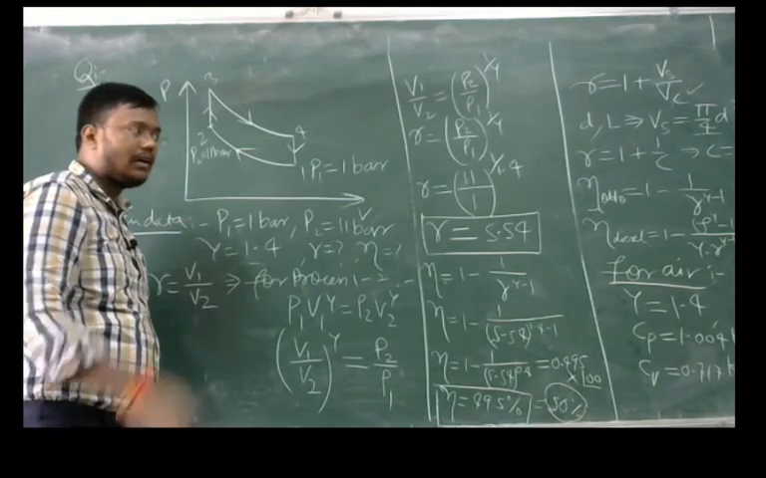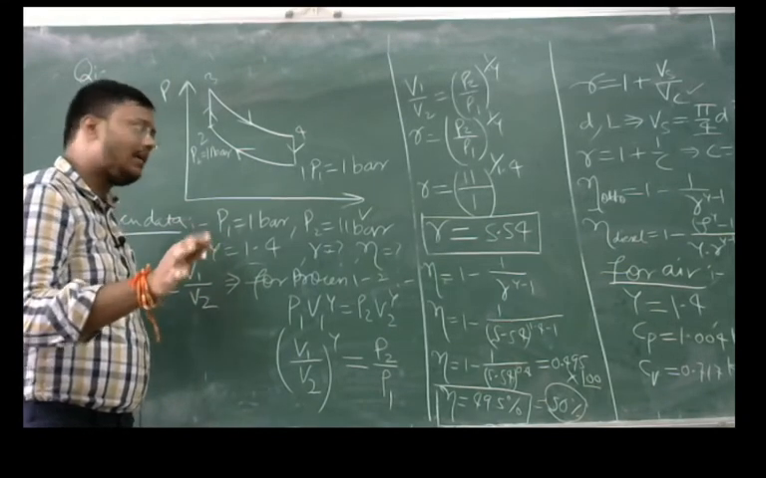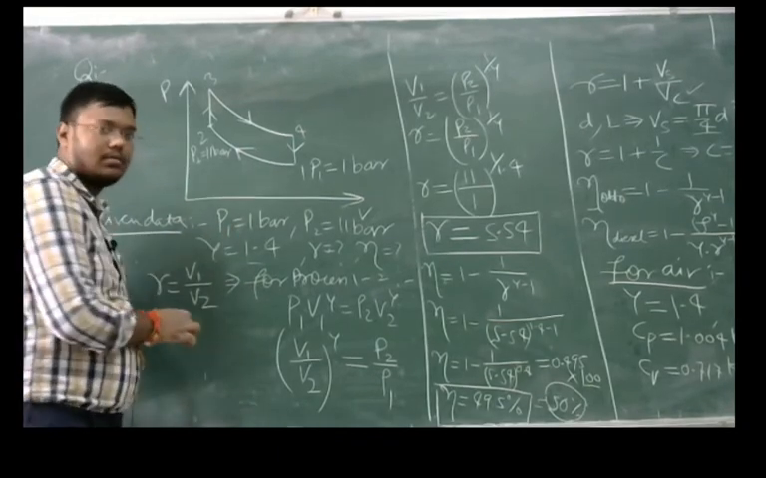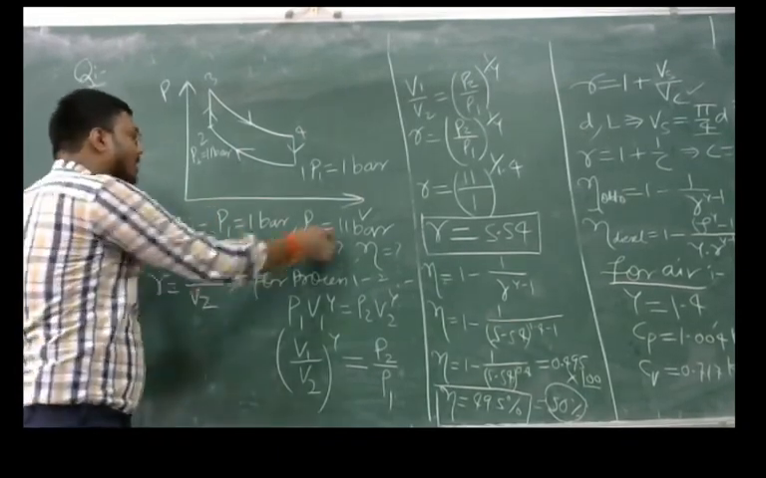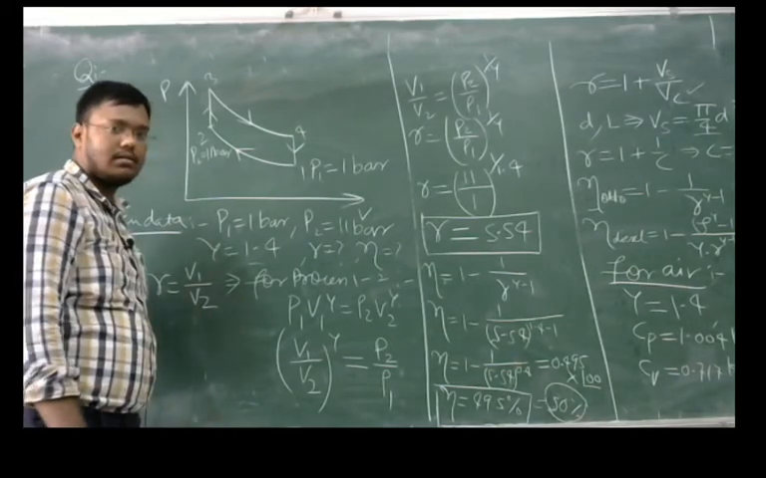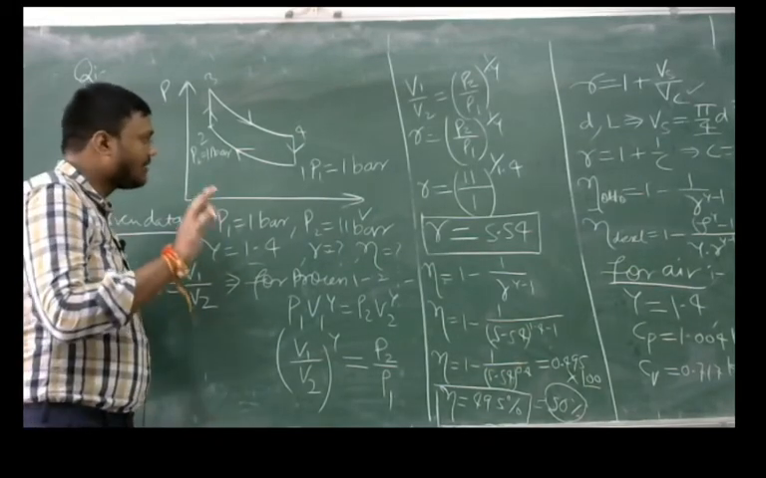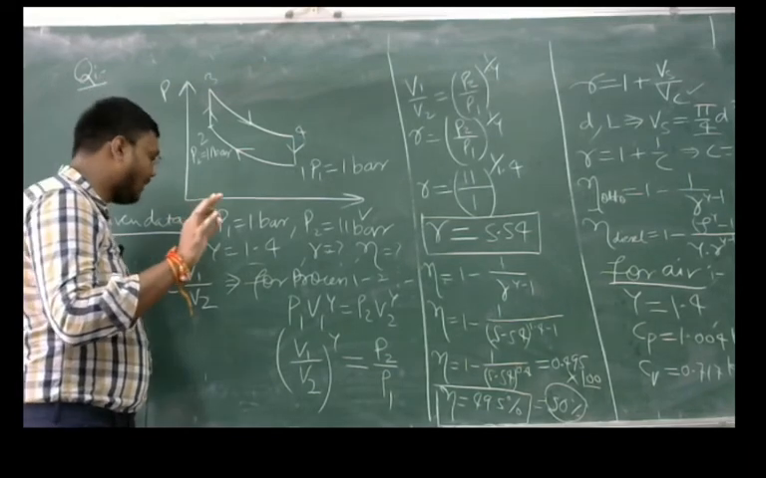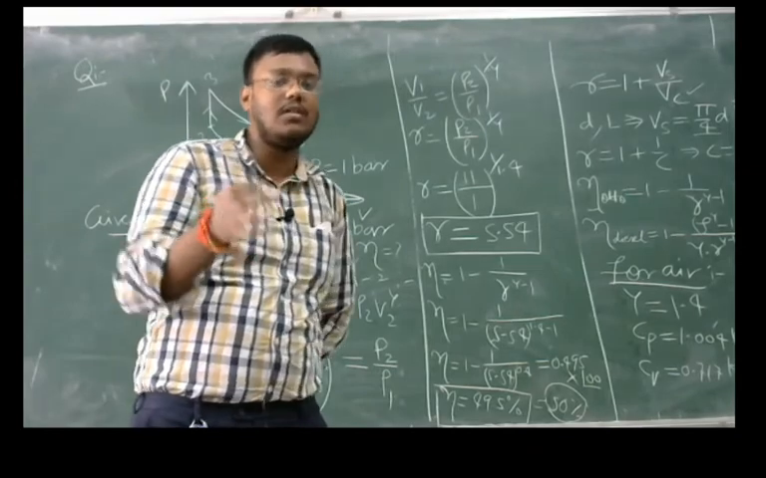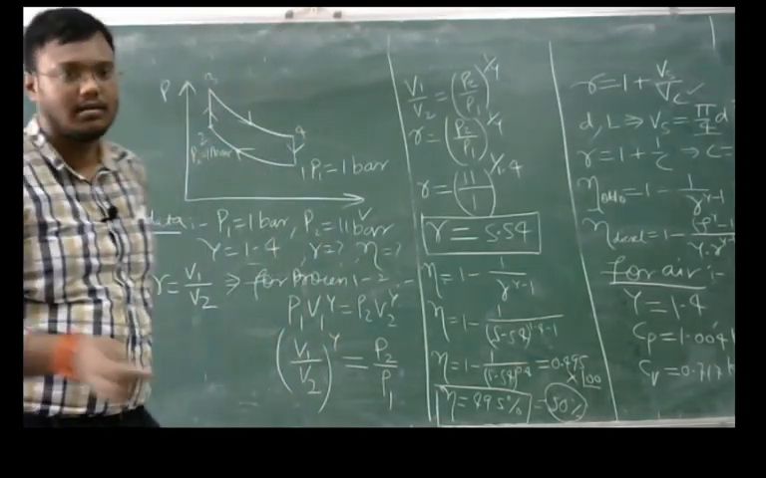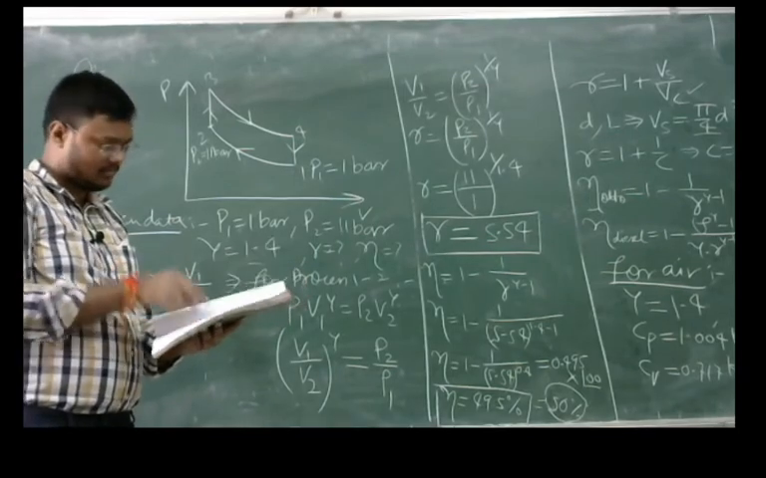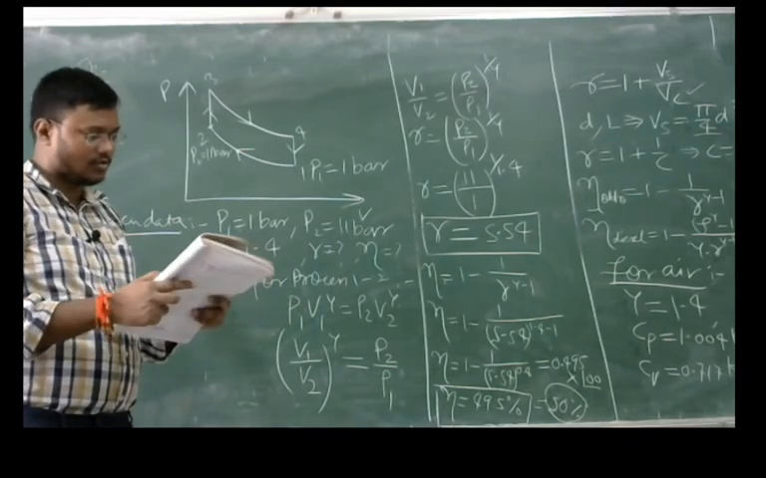Then what will you do? No problem. Again you have to find the relation between temperature and volume, and with the help of temperature you have to calculate the value of V1 by V2, that is R. That's why I have told you earlier that you need to remember all the formulas for different processes, all the relations between pressure, volume and temperature. Now see the next question.